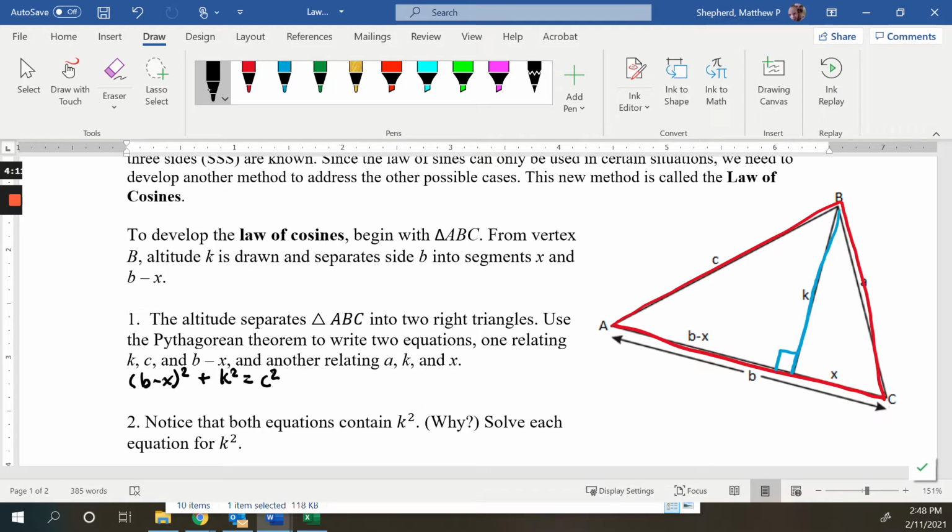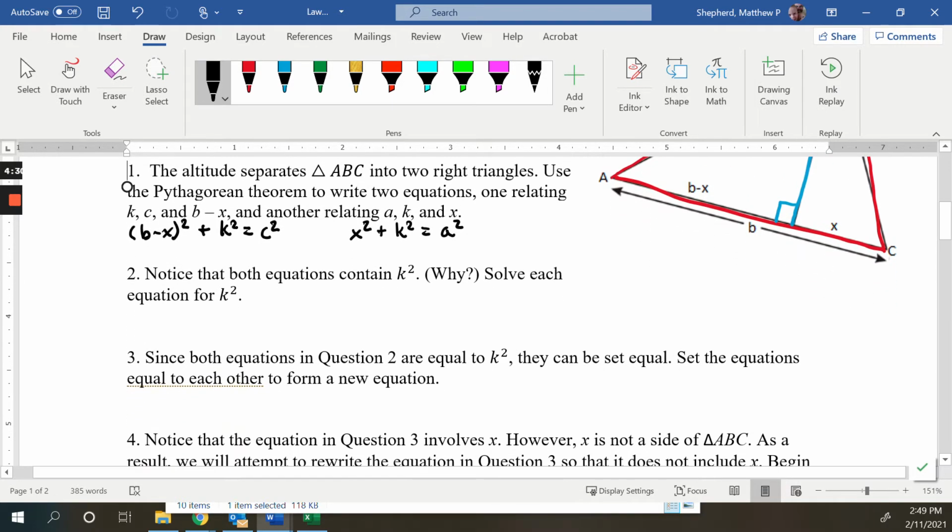All right, we're going to make one more, but this time with this triangle over here on the right. So we're going to have x squared plus the k squared is equal, and the hypotenuse was a squared. All right, so we've got those two. Now, we want to notice both of them have a k squared in them. So since they're both using that value, let's go ahead and solve for k so that way we can use that to relate these two separate equations to each other.